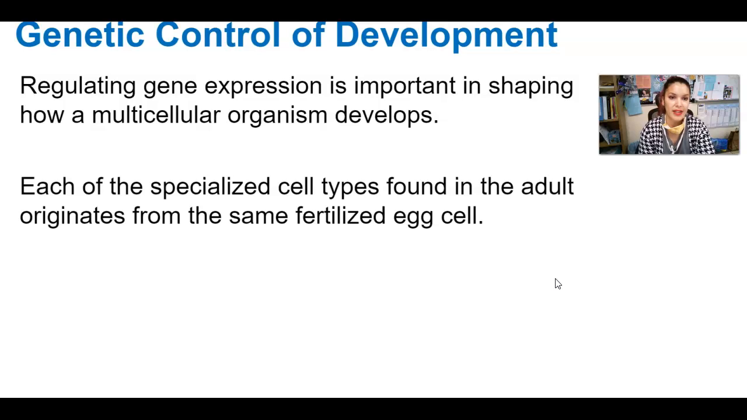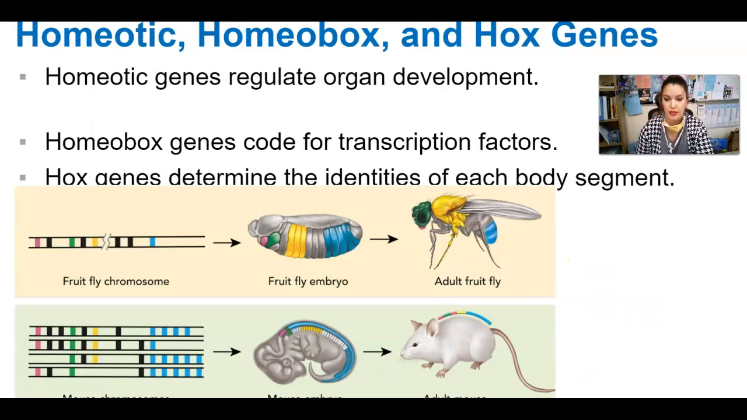Regulating gene expression is important in shaping how a multicellular organism will actually develop. Each of the specialized cell types found in the adult originates from the same fertilized egg cell. So if you get anything out of that, just understand that genes are turned on and off, that expression happens, and in prokaryotes it's a very simple process, whereas in eukaryotes it was pretty complicated. It's all about gene expression, how those traits are being expressed.